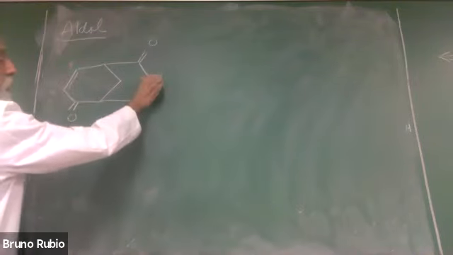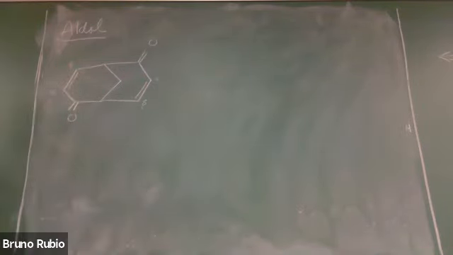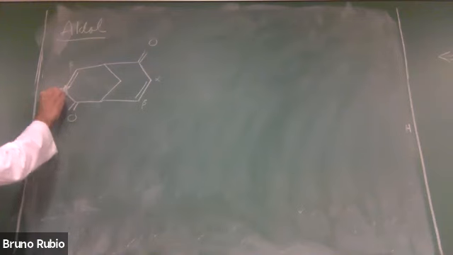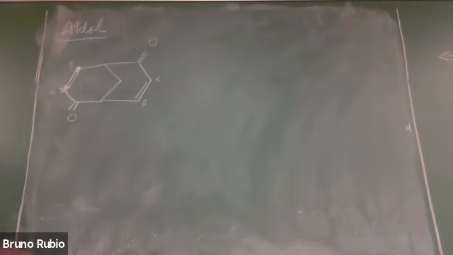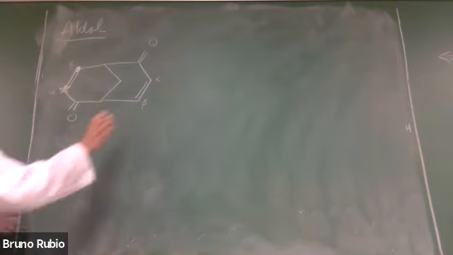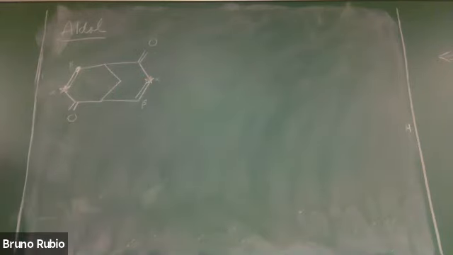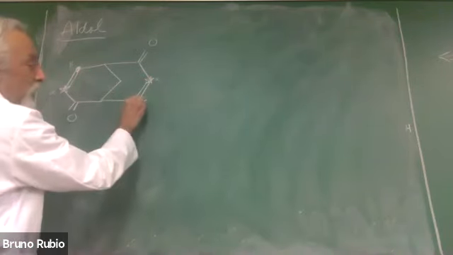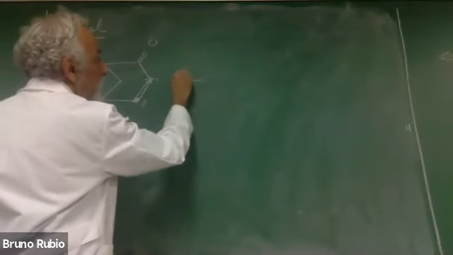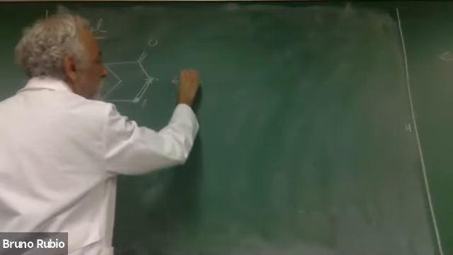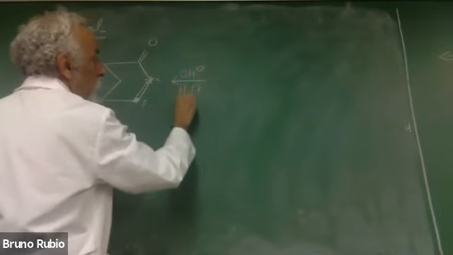Alpha beta unsaturated carbonyl on the left and on the right. The alpha carbon, that was my attacking nucleophile. The beta carbon used to be a carbonyl carbon, and that was the electrophile. So I could make this molecule in one-pot synthesis, OH minus, H2O, and heat.